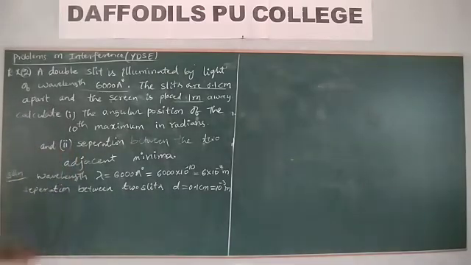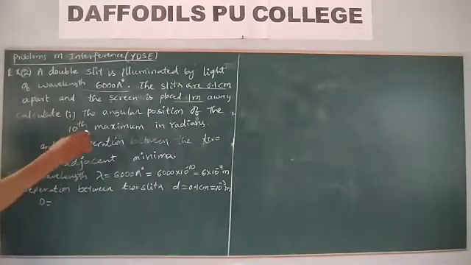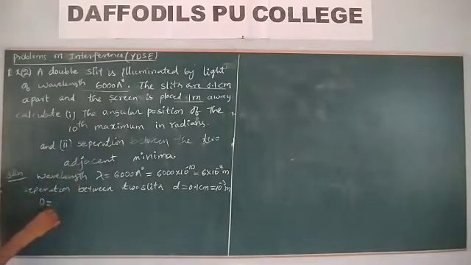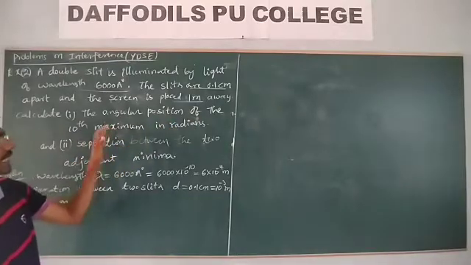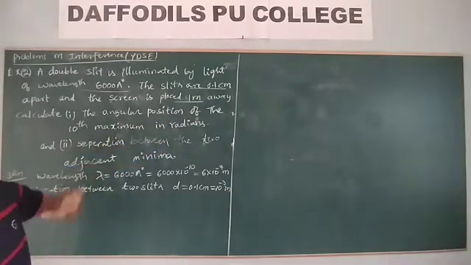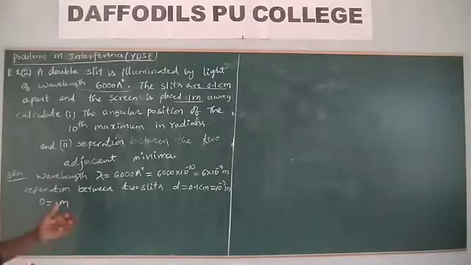And the screen is placed 1 meter away. That means capital D, the separation between the screen and slits, is 1 meter. Then we need to find the angular position of the 10th maximum in radians and the separation between the two adjacent minima. So let me show what you have to calculate here.